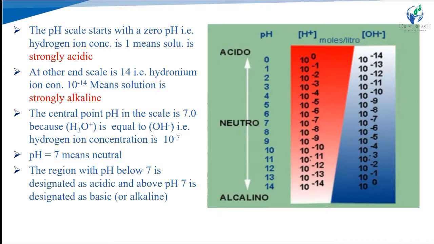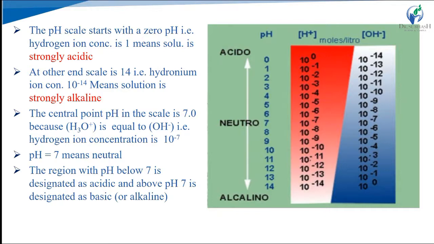The behaviors are: pH 7 is neutral, below 7, 0 to 7, is acidic in nature, above 7, 7 to 14, is alkaline in nature. So that is the pH scale, starting from 0 to 14. 0 means strongly acidic, 14 means strongly alkaline, and the center point is pH 7. Because H3O plus equals H plus, and OH minus is 10 raised to minus 7, which represents pH 7, that is neutral.